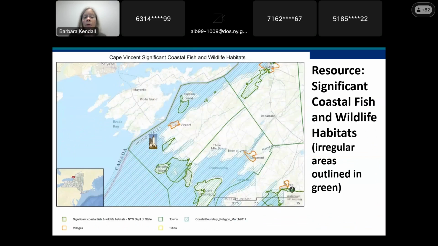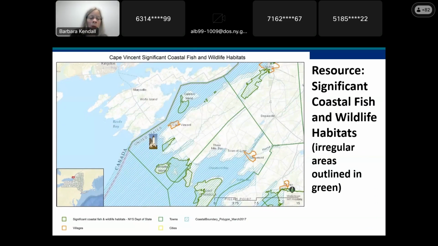And then we have our significant coastal fish and wildlife habitats, and those are the irregular areas outlined in green. These are really important to treat in the LWRP. In all the sections, section 1, boundary, section 2, inventory and analysis, section 3, you could refer to them in the coastal policies that relate to them. We call them SIGHABs.